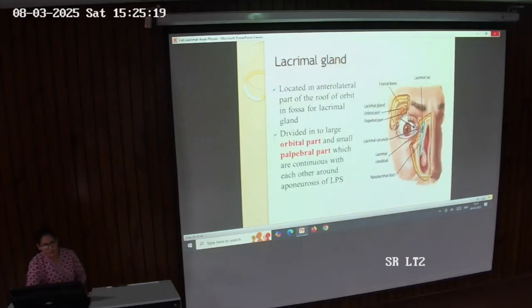Lacrimal gland is located in the anterolateral part of the roof of the orbit in the fossa for the lacrimal gland. It is divided into two parts. Large part is the orbital part, and small part is the palpebral part, which is continuous with the aponeurosis of the LPS muscle. As you can see in this picture, जो ये दिख रही है बड़ी सी ग्लैंड ये lacrimal gland है. इसके दो पार्ट होते हैं. Upper part is orbital and lower small part is palpebral part.